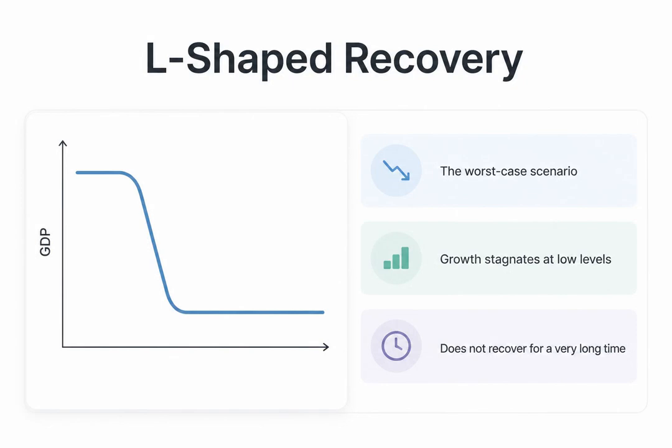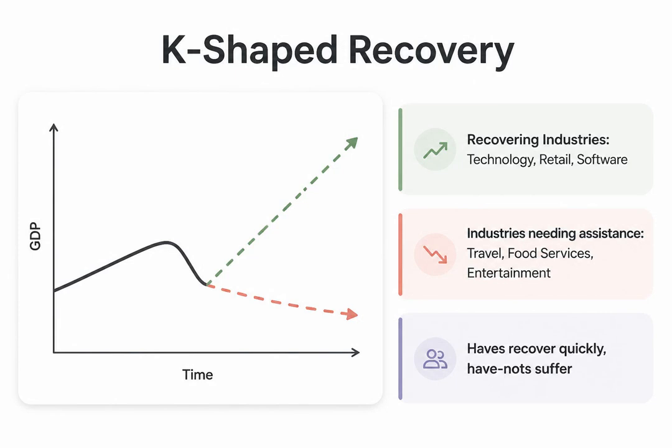The L-shaped recovery is considered the worst-case scenario. After a steep fall, growth simply stagnates at low levels. The economy does not recover for a very long time, leading to prolonged hardship. Finally, the K-shaped recovery highlights deep inequalities. A portion of the population and certain businesses, like technology and software, recover quickly and fully. Meanwhile, other sectors, like travel and hospitality, continue to suffer. The haves recover, whereas the have-nots bear the brunt of the recession.